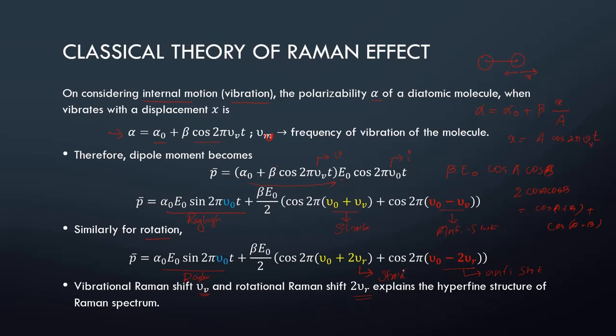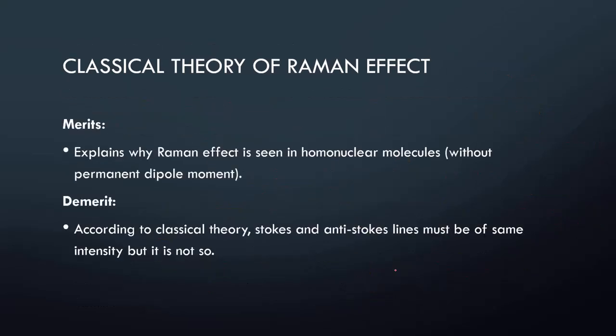So we have explained the hyperfine structures that we have earlier seen. This explains the hyperfine structures we see in the Raman spectrum. But this classical theory of the Raman effect has certain merits and demerits.